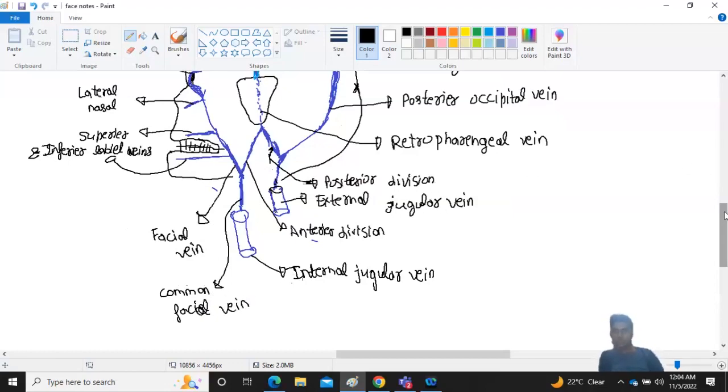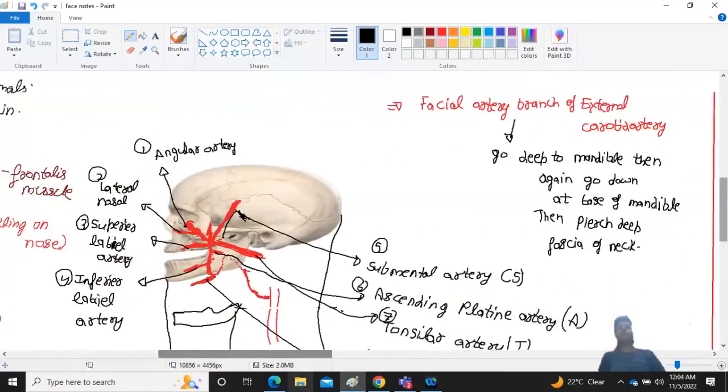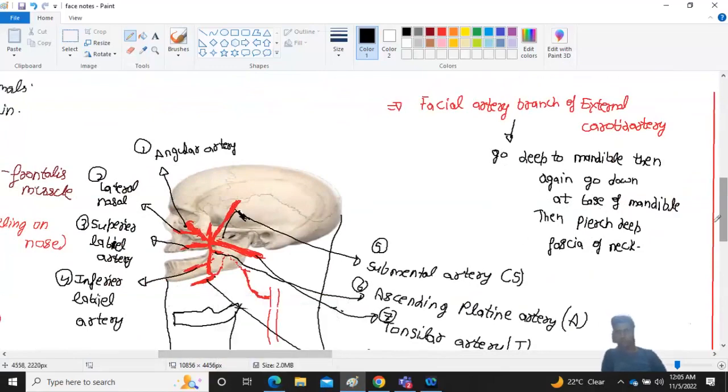So this is the venous supply of the skull and face. This is the facial region, this is the side temporal region, and this is the posterior region. A similar pattern is present in the arterial supply. We will discuss it in the external carotid artery region. This is the arterial supply.